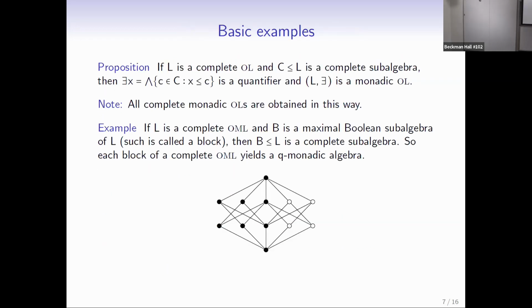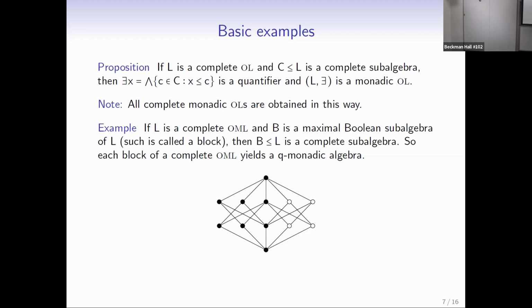So a few basic examples. If L is a complete ortholattice and C is a complete subalgebra, by complete subalgebra, I mean that C is complete and that all joins and meets in C are the same as what they are in L. Okay, so that's complete subalgebra.